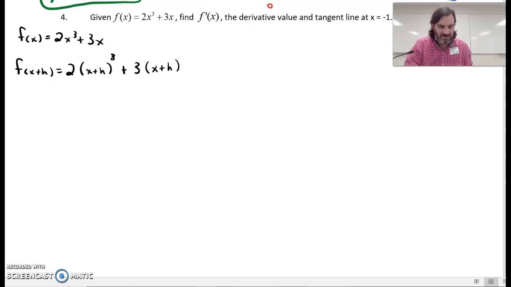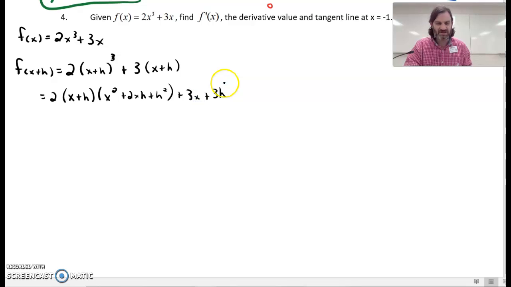So let's try and finish this thing up. Let's see here. We'll have 2 times x plus h cubed. Well, that's going to be x plus h times x plus h squared. So we'll use that. We'll follow that out. X squared plus 2xh plus h squared. And then it'll be plus 3x plus 3h, considering that we can distribute the last one pretty easily.